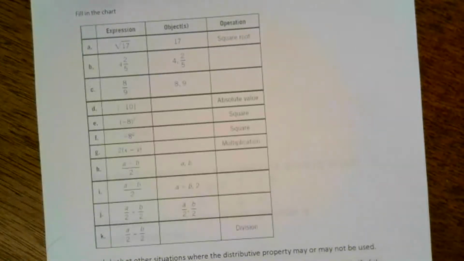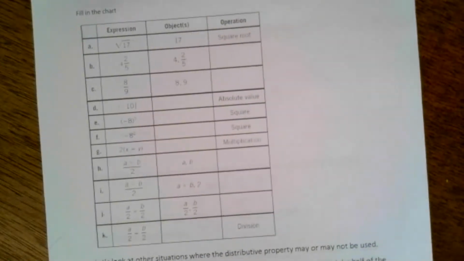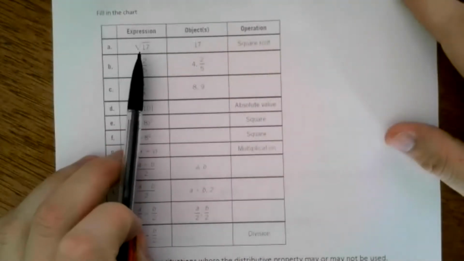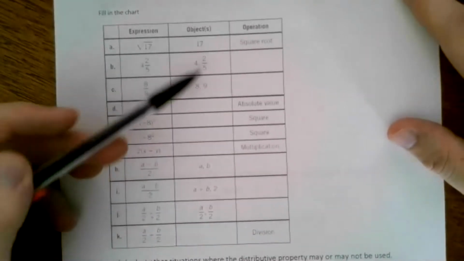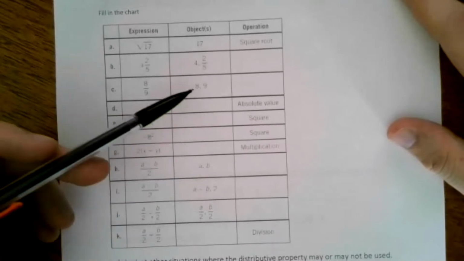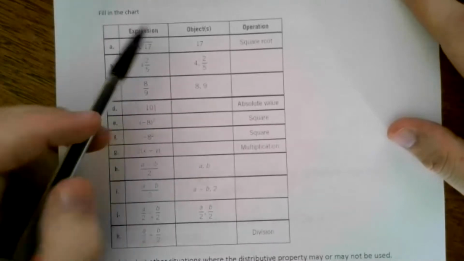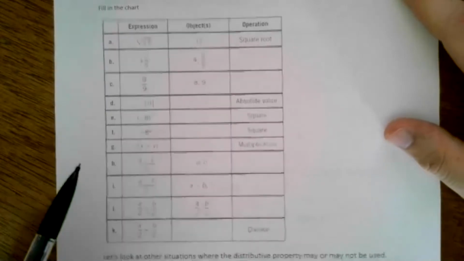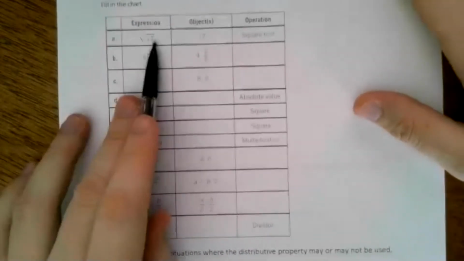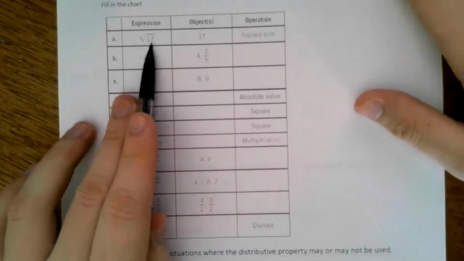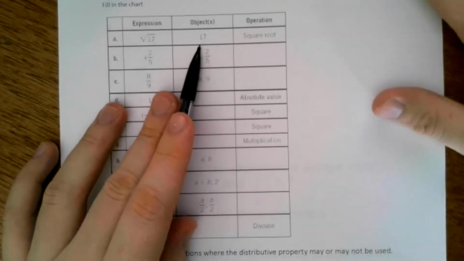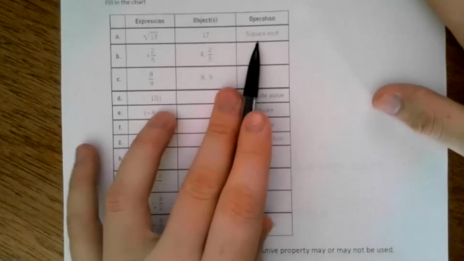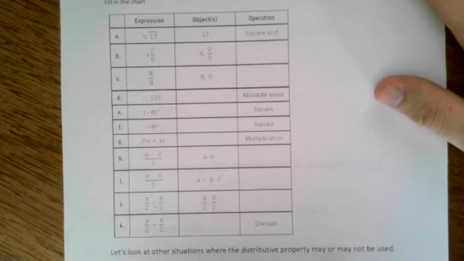2.9, we're just going to talk about some more rules in math. So if I have this chart here, I'm looking at my expression. I want to know what are the numbers or what are the objects in my expression that are being combined and what operation is being done to them. Okay. So in my example of A, I have the square root of 17. So my object is just the number, what I'm looking at, right? And the operation that I'm doing is taking the square root of that, right?